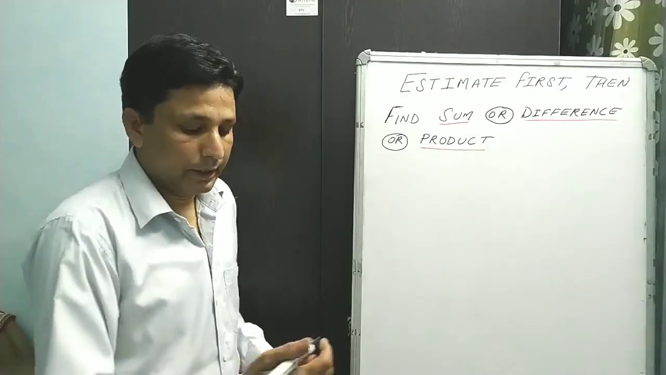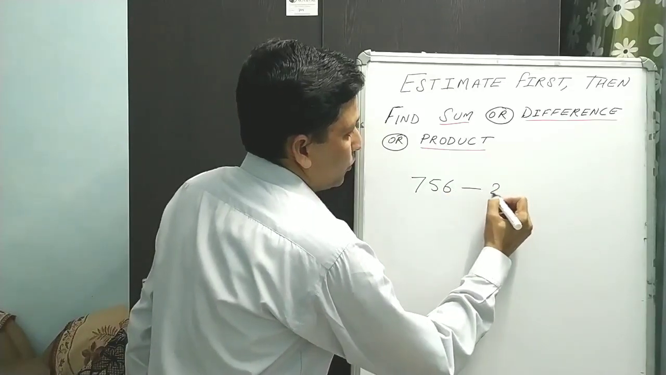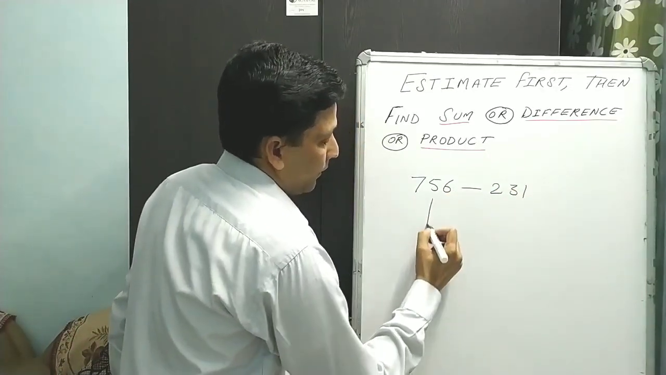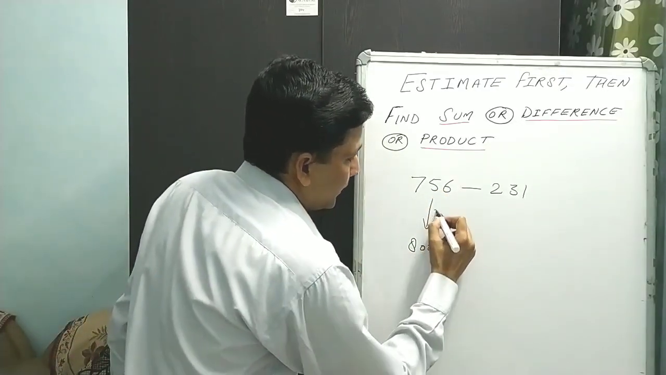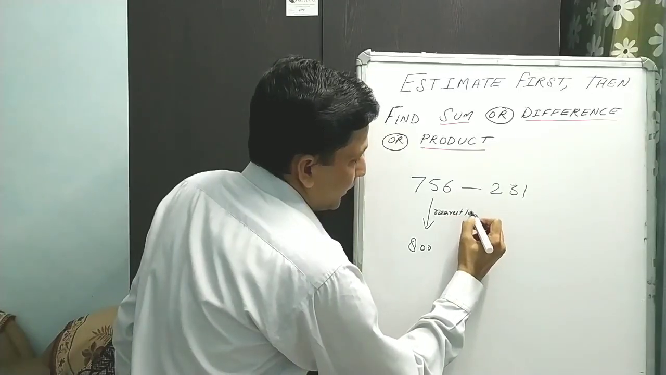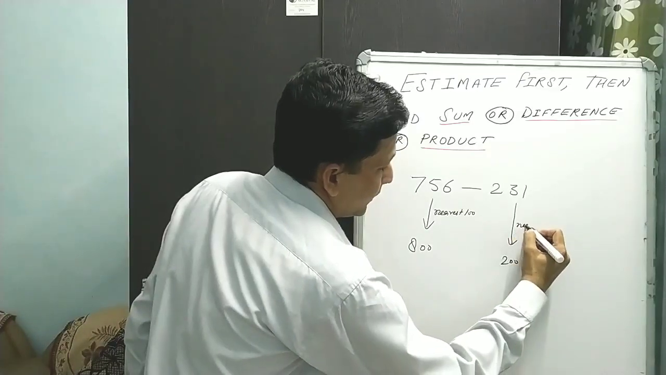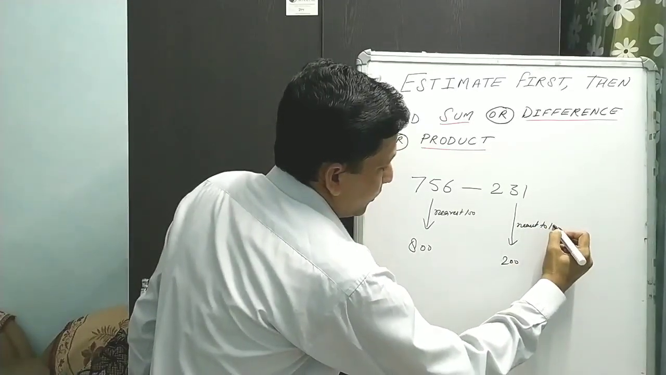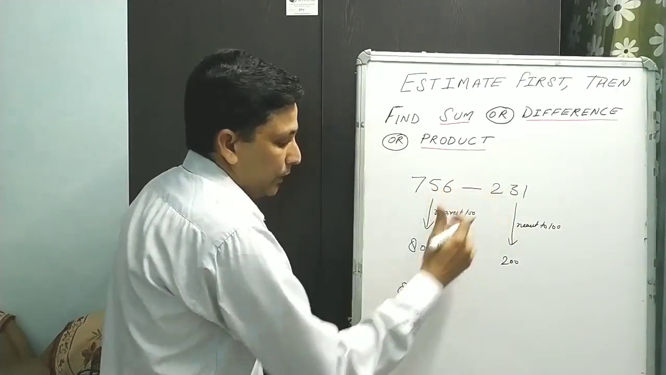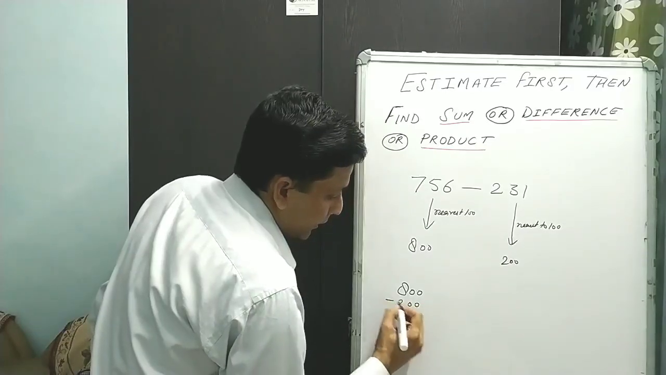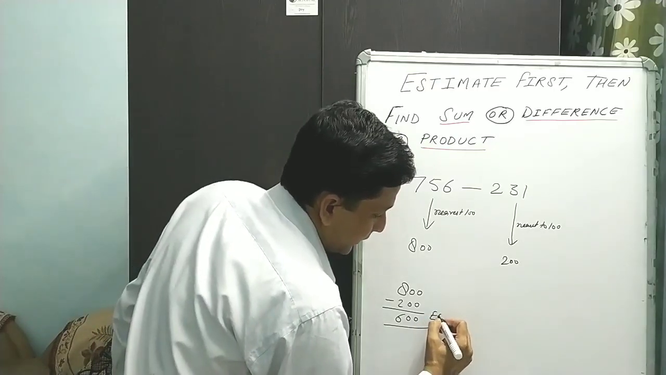Now moving on, let's take another example. If I add 756 minus 231, here we will convert 756 into 800, means nearest 100, and here 231 also we will convert into 200, means nearest 100. After that, because there is a minus symbol between the two integers, we will subtract, and after subtracting we will get 600. That is the estimated difference.